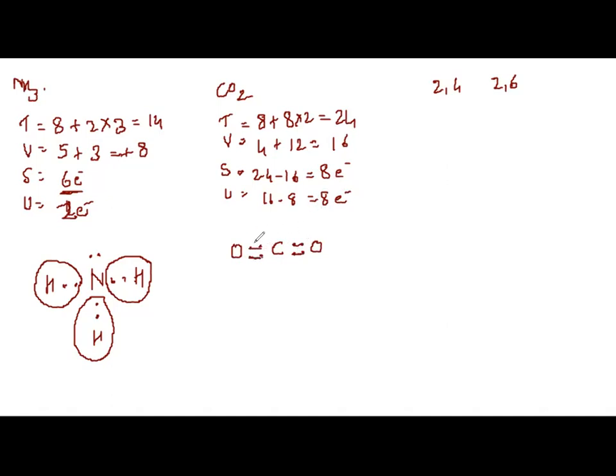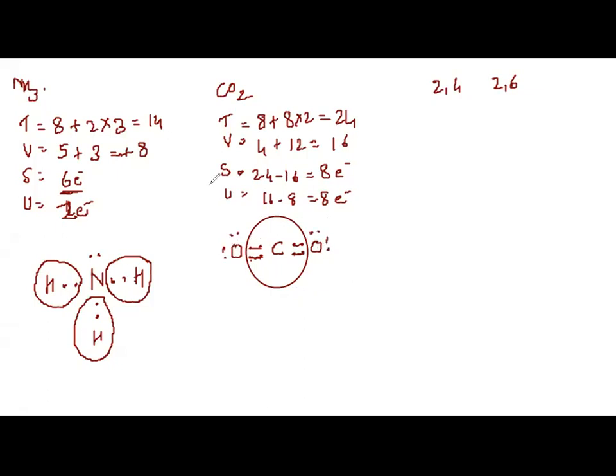Now each atom should have 8 electrons. Let us start with carbon. Carbon is having how many electrons? 1, 2, 3, 4, 5, 6, 7, 8. So carbon has completed its octet. What about oxygen? 1, 2, 3, 4. So how many more for octet? 4 more on this oxygen and 4 more on this oxygen.